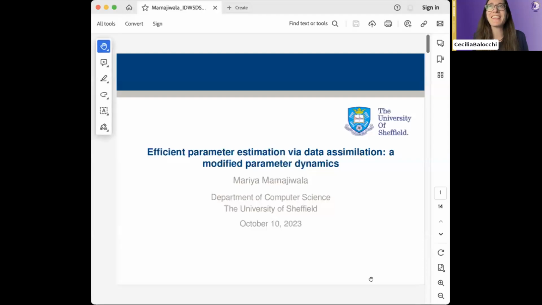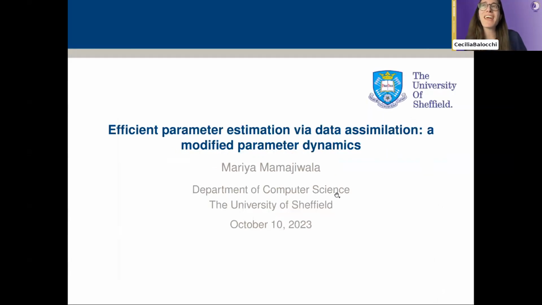If you can allow Maria Mamajiwala to share her screen, I'm going to start introducing her. Maria is a research associate in the Department of Computing Science at the University of Sheffield. She also serves as an affiliate researcher at King's College London. Her research has very different subjects, including non-convex optimization, Markov chain Monte Carlo, stochastic optimal control, and system identification via data assimilation. Maria, I'm very excited to hear about your talk. Your stage is yours. Yes, we can hear you.